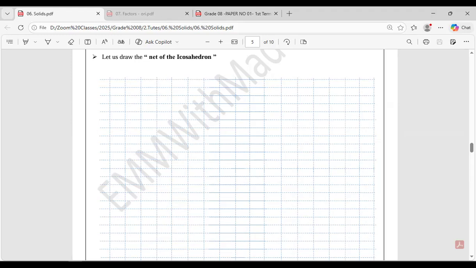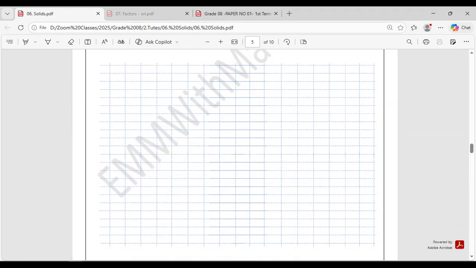So here, I'll tell you the way to draw. Right? So, first of all, I will take my pencil and I will take my ruler. Right. So, first of all, what I am going to do is draw 10 triangles in a row. Right? 10 triangles in a row.